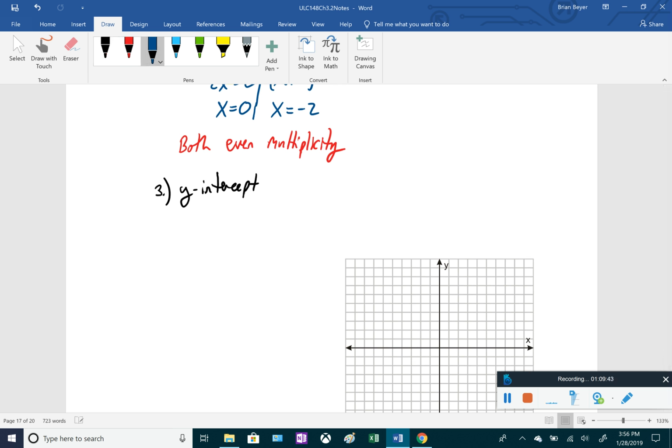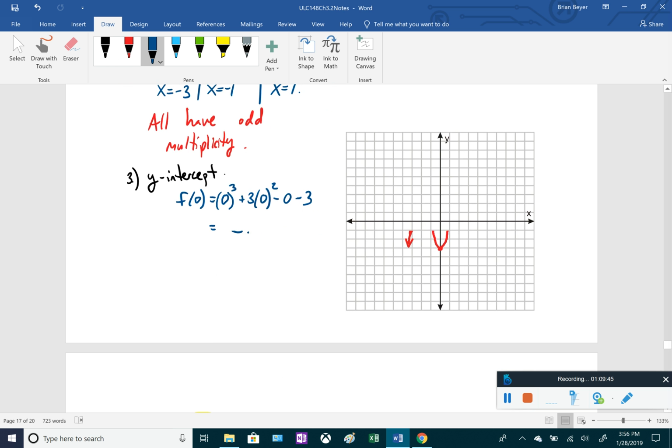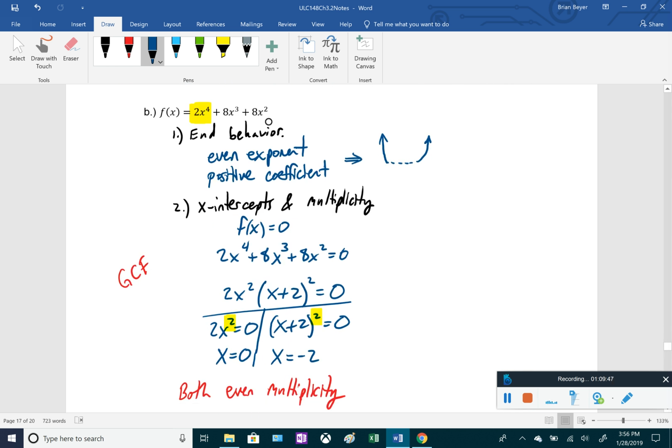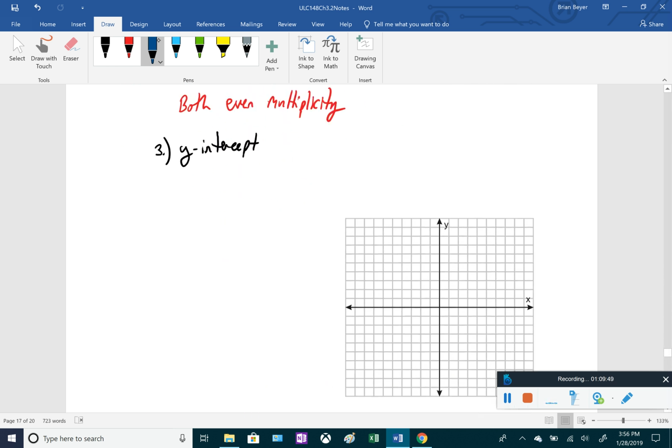So we're going to take the function, what's the function here? And we're going to plug in a 0, so we're going to evaluate f of 0. So it's going to be 2 times 0 to the 4th plus 8 times 0 cubed plus 8 times 0 squared. So everything cancels here, and we're just left with 0.